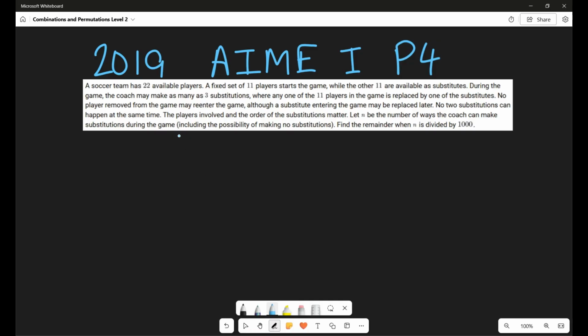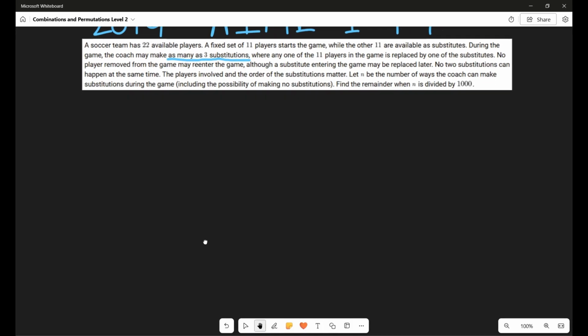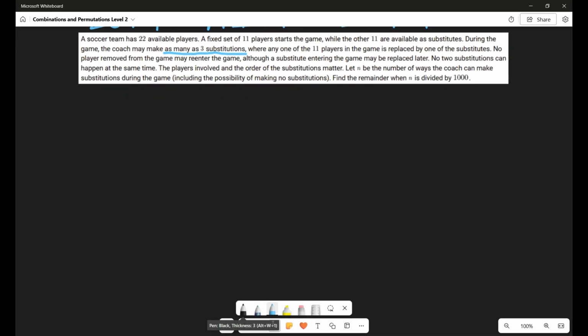And in this question, I would say that that condition is that the coach can make as many as 3 substitutions. That gives us the most natural approach of doing casework on the number of substitutions that the coach makes. So let's do just that. So our first case would be that the coach makes 0 substitutions. So create a column saying number of substitutions and then number of ways.